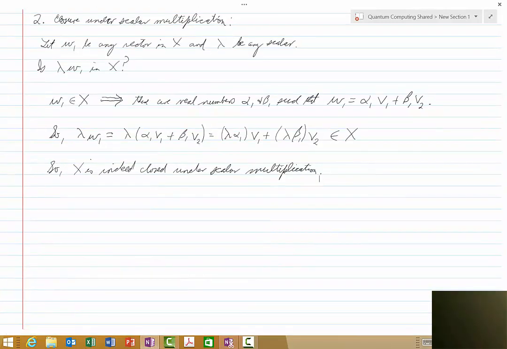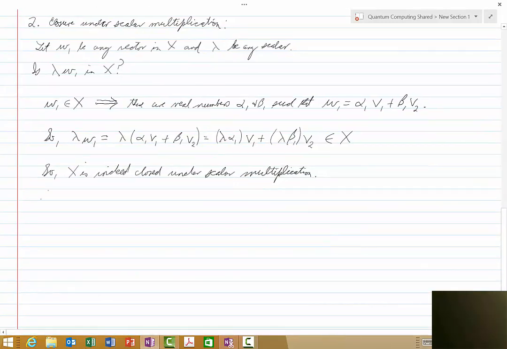And since X has satisfied both properties, let me say this way just so there's no confusion. So since X satisfies both properties, X is a subspace.